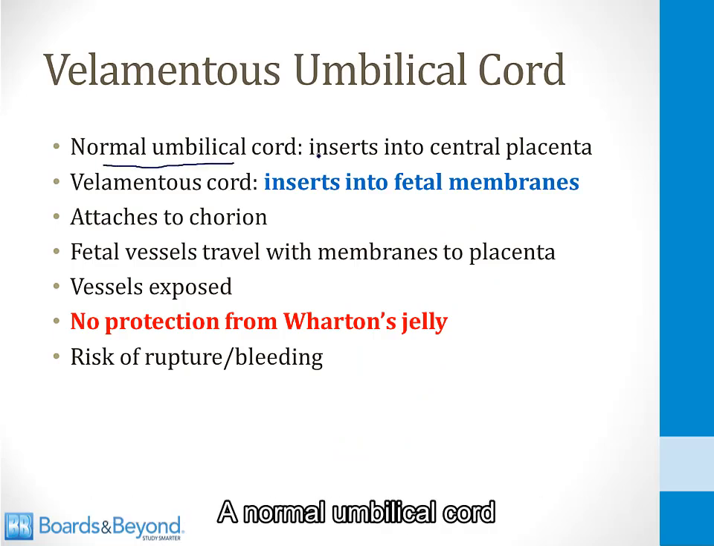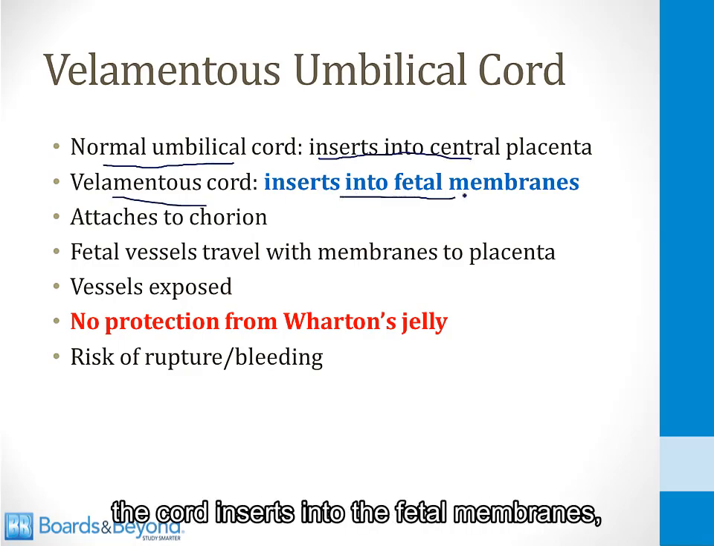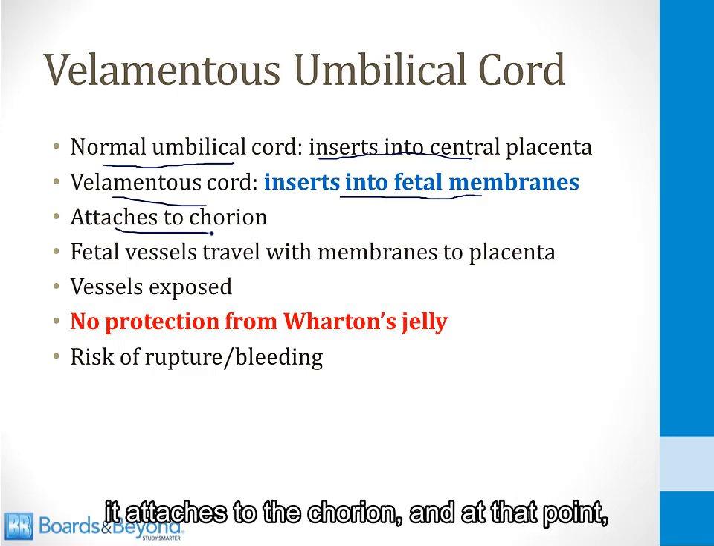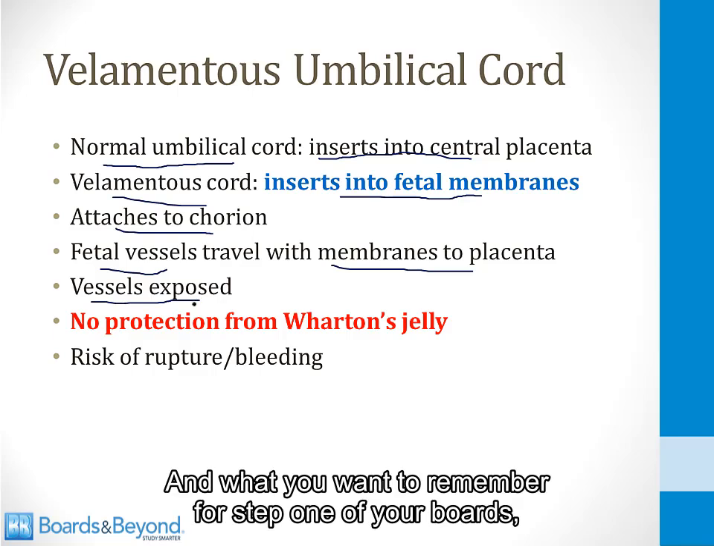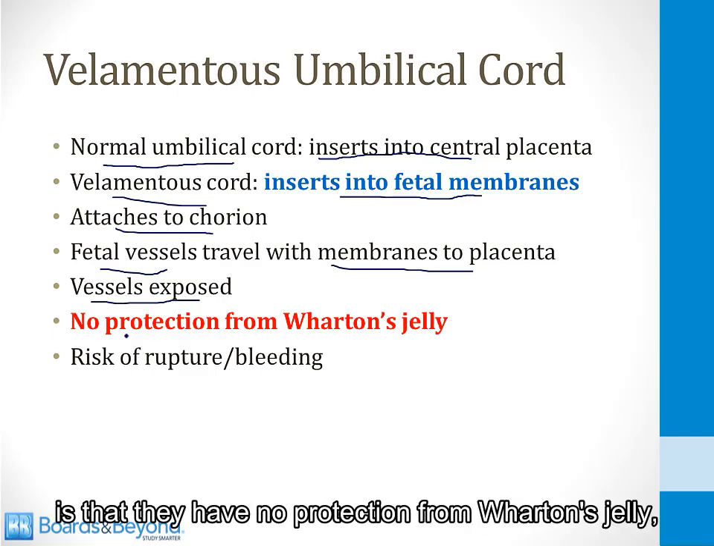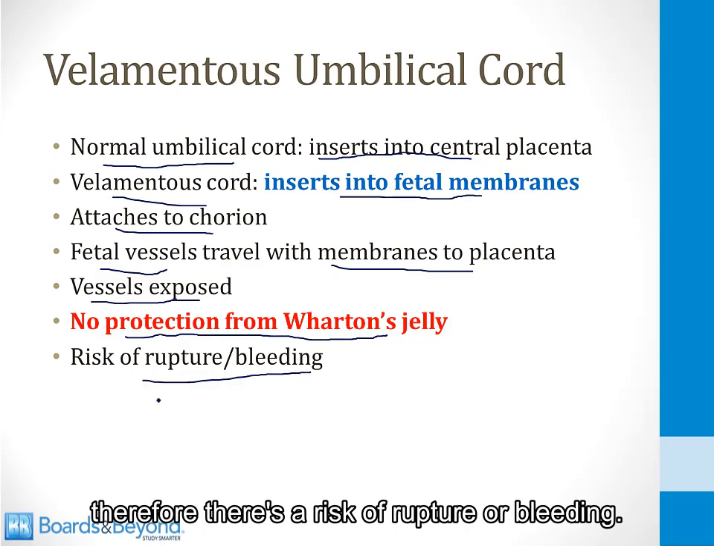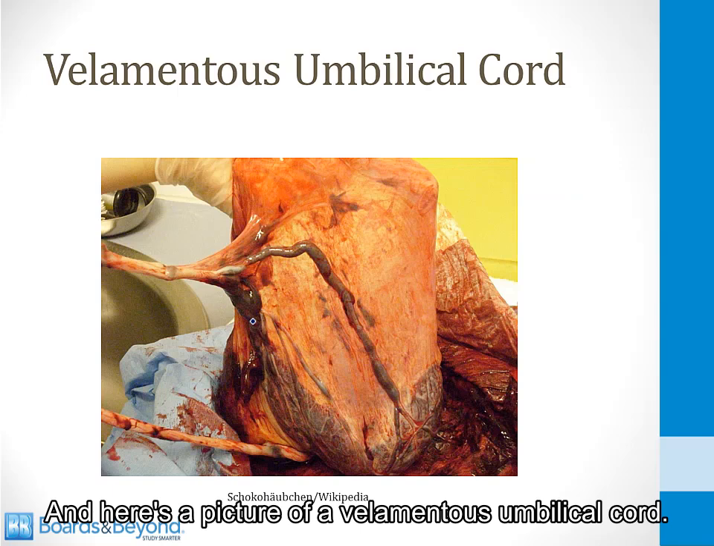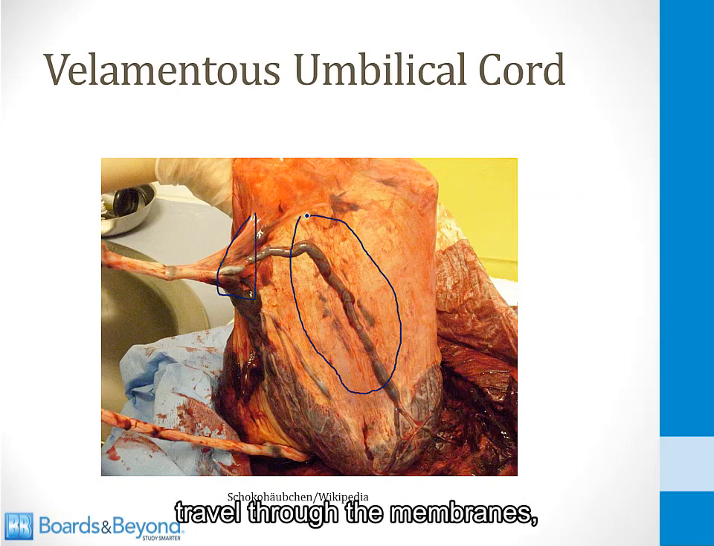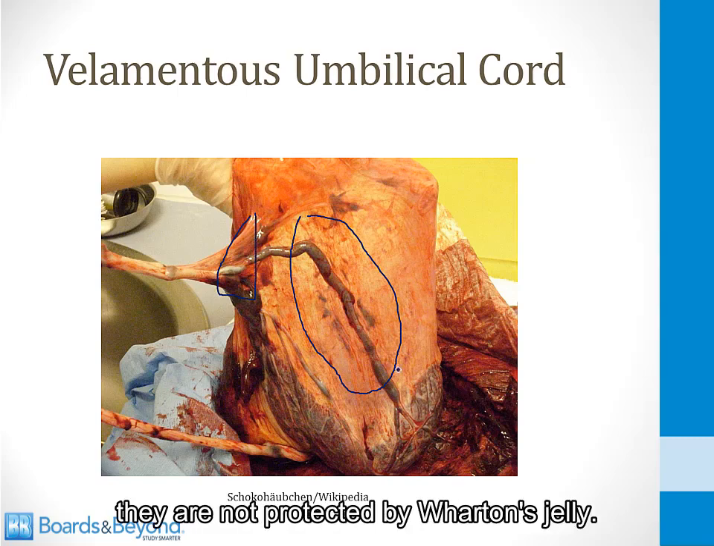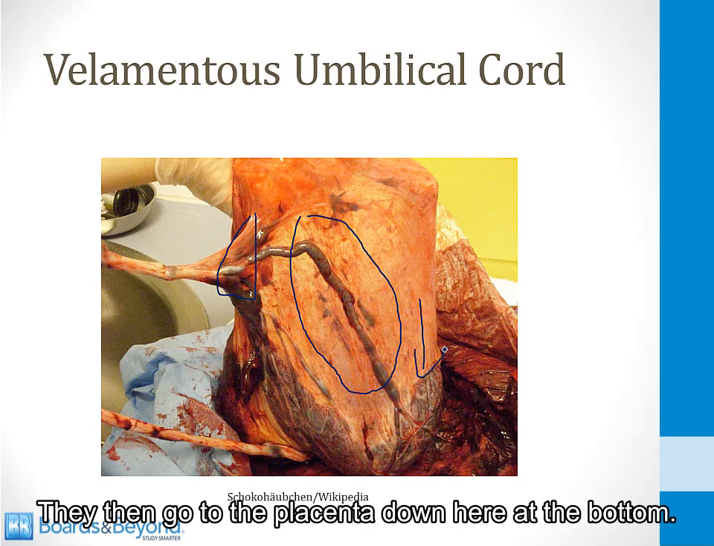So I've summarized these points on this slide. A normal umbilical cord inserts into the center of the placenta. In a velamentous cord, the cord inserts into the fetal membranes. It attaches to the chorion, and at that point, the fetal vessels travel with the membranes to the placenta. These vessels are exposed, and what you want to remember for step 1 of your boards is that they have no protection from Wharton's jelly. Therefore, there's a risk of rupture or bleeding. And here's a picture of a velamentous umbilical cord. So you can see that the cord inserts right here, and then the fetal blood vessels travel through the membranes. They are not protected by Wharton's jelly. They then go to the placenta down here at the bottom.